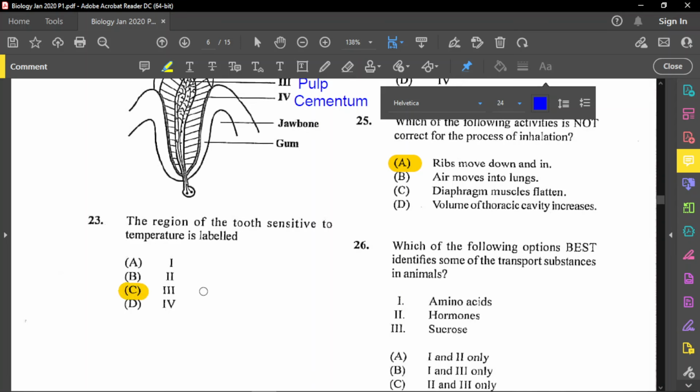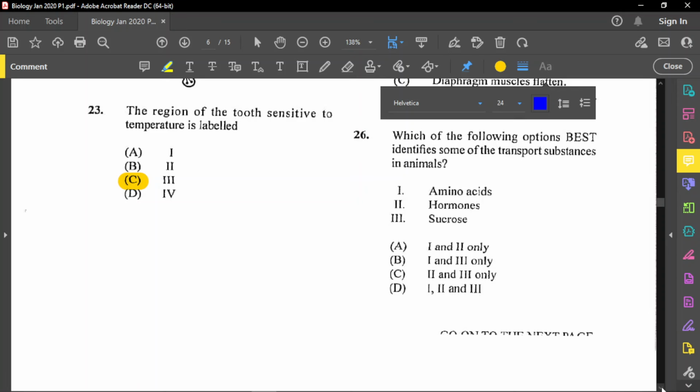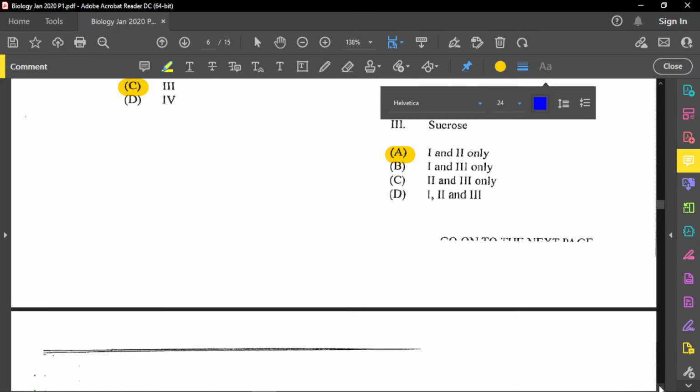All right. Now, question number 26, again across on the page. It said, which of the following options best identifies some of the transport substances in animals? Amino acids, hormones, sucrose. Sucrose is incorrect. Let me tell you why sucrose is incorrect. Sucrose is not transported in animals. Sucrose is transported in plants. What is transported in animals will be glucose. And so here we're looking for option 1 and 2. So yeah, 26 is A. All right, so sucrose is transported in plants, not animals.